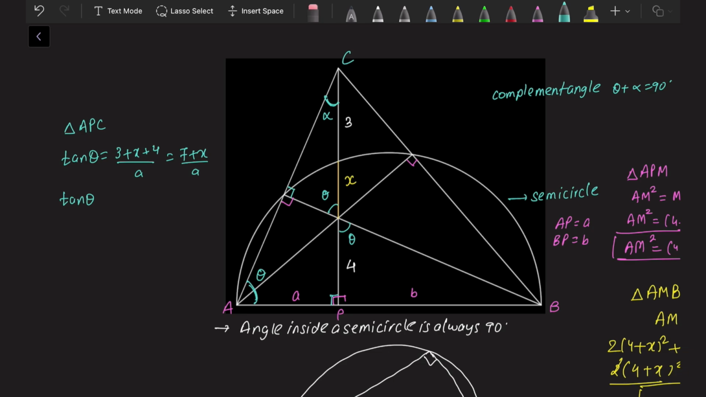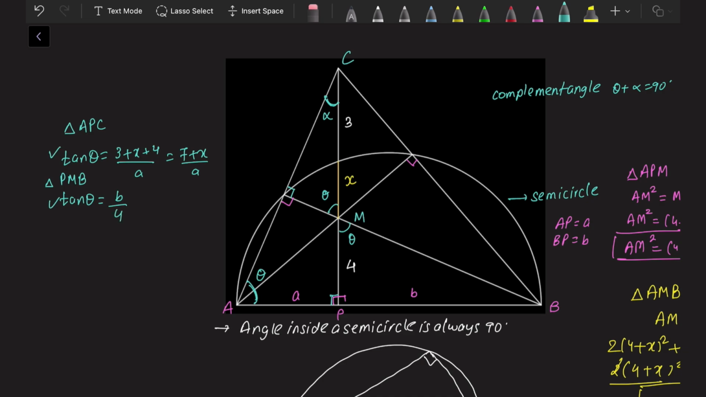Similarly, we can have the value of tan theta from this triangle. This point was M previously. So from the triangle PMB, we can again have the value of tan theta. Tan theta is basically opposite upon the base. So the opposite is b and the base is 4. So from this triangle, the value of tan theta I have got is b upon 4.